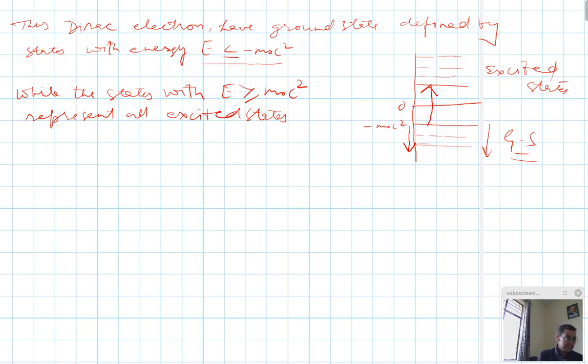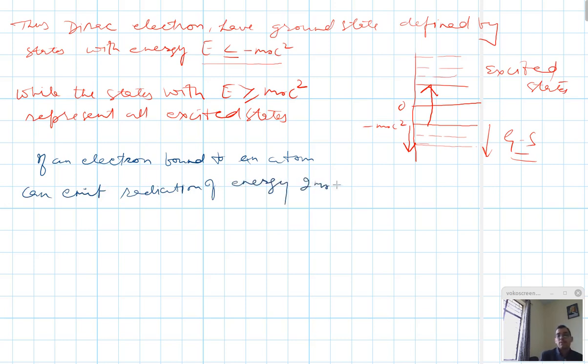square. It means an electron bound to an atom can emit radiation of energy 2m naught c square. But if some electron is here somewhere, there is a possibility it may go by spontaneous emission, which means it goes down to the lower energy levels. If it goes to the lower energy levels, it keeps on moving towards the lowest energy level, so there is a possibility that when E equals minus infinity, it will go there.